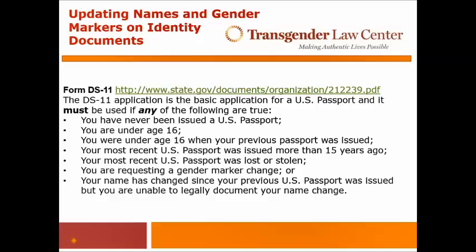And there's also other information that are guidelines by this form that a person must follow. We can go over them. This is if you've never received a passport, which we just went over. If you are under the age of 16, and also if you were under the age of 16 and previously were issued a passport. If your passport was issued more than 15 years ago, if your passport was lost or stolen, if you were requesting a gender marker, or if your name has changed since the previous U.S. passport was issued, but you are unable to legally document your name change.